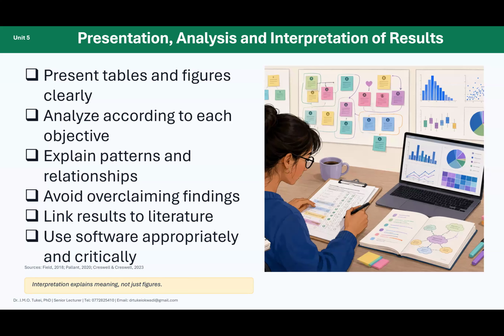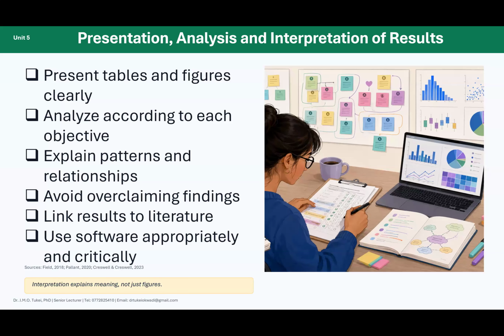Interpretation explains what the findings mean. Discussions then relate the findings to the theory, previous studies, and also the study context. This is why I have very many problems with the students whom I supervise. Colleagues, agreement with the earlier research should be explained, and differences should not be hidden.